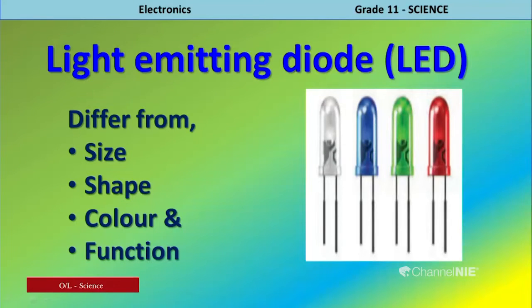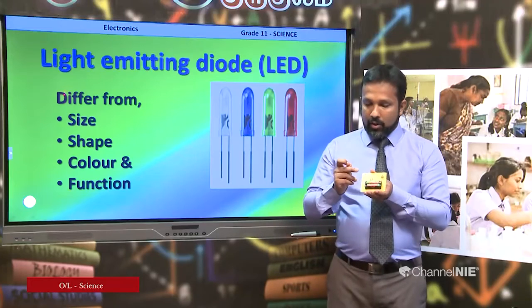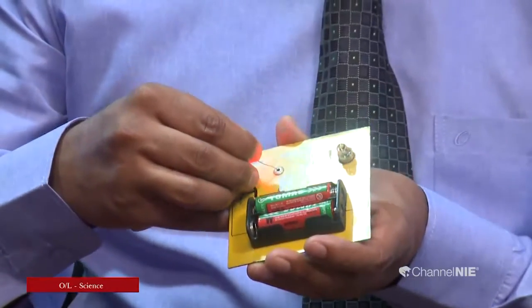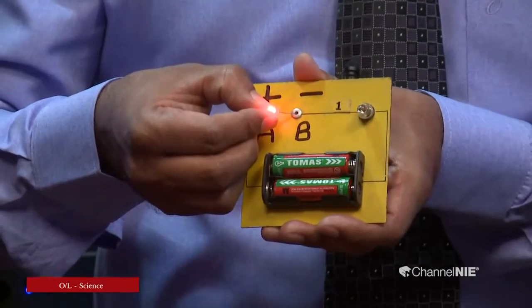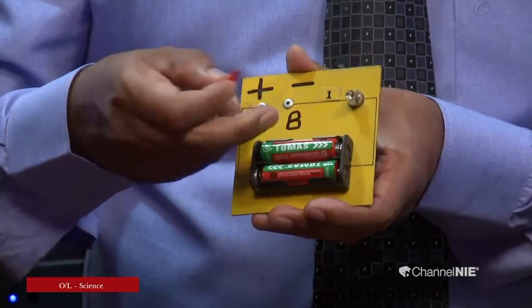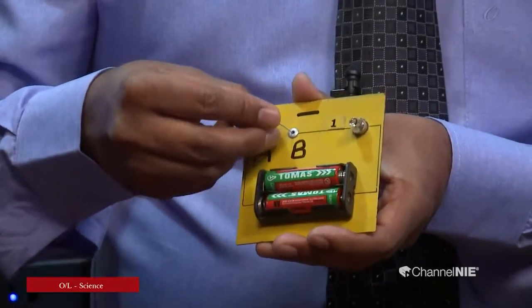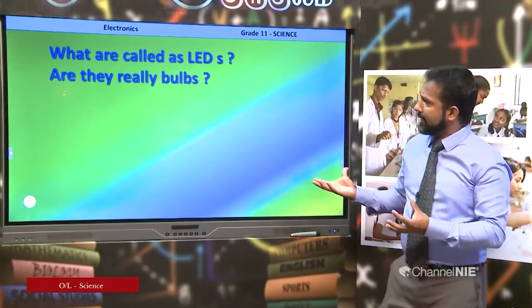Right. Light emitting diodes differ from size, shape, color and function. I am going to show you a simple activity. We did it earlier also. Light emitting diode. When I keep the positive terminal to positive side, negative terminal negative side, LED glows. That is because of the flow of current. When changing the terminals, it doesn't glow, because you can remember diode allows the electricity to flow only in one direction. Right. Now you know that what are called as LEDs?